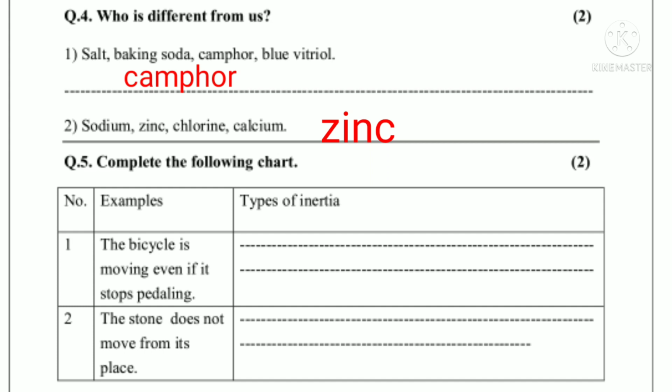So question 5 is complete the following chart. We have to complete the chart. We have 3 columns, 3 rows. Examples are given below. First one is the bicycle is moving even if it stops pedaling.